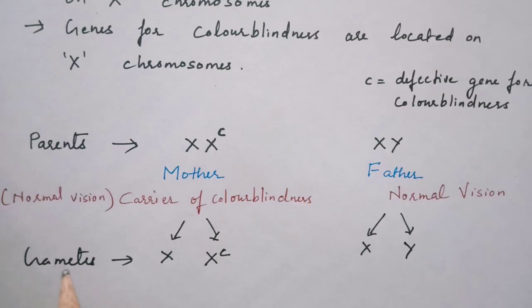Second line, again we write about the gametes produced by these parents. Half the gametes produced by the mother have the X chromosome with the dominant gene for normal vision, and the other half of the gametes produced by the mother have the recessive gene for color blindness, whereas half the gametes produced by the father have the X chromosome with the dominant gene for normal vision, and half the gametes produced by the father have the Y chromosome, which does not have the gene for vision.